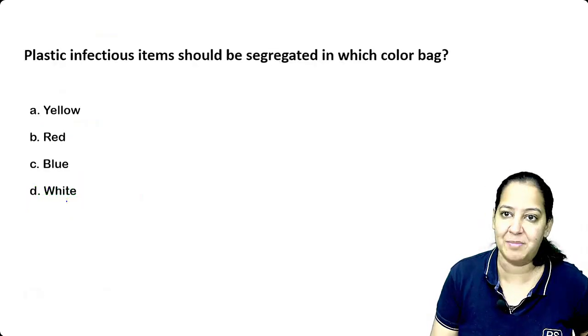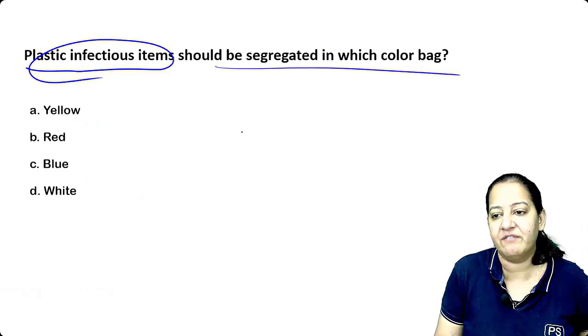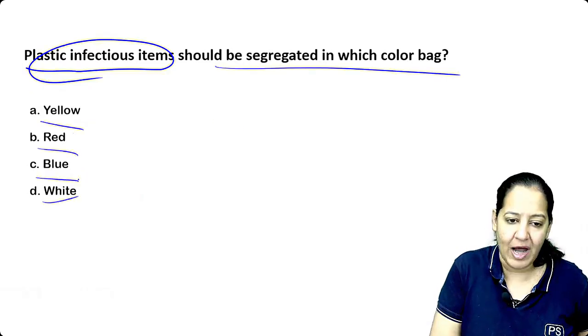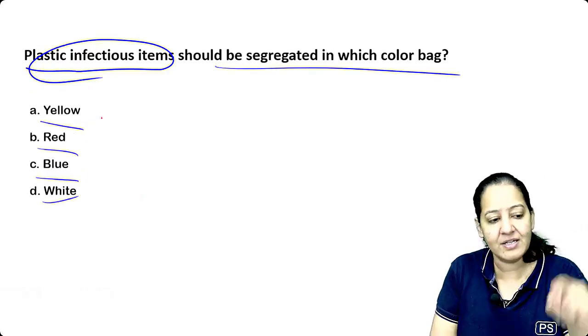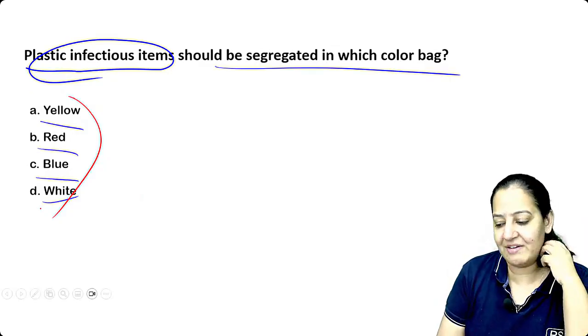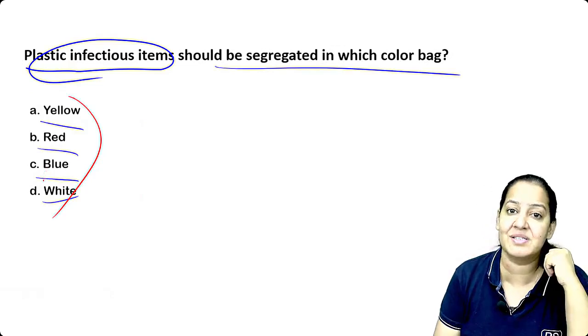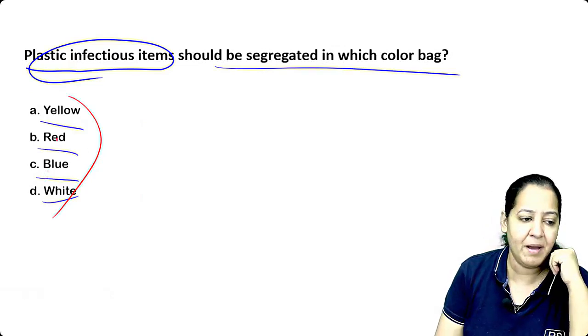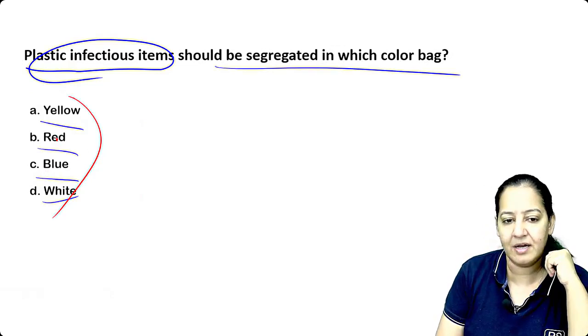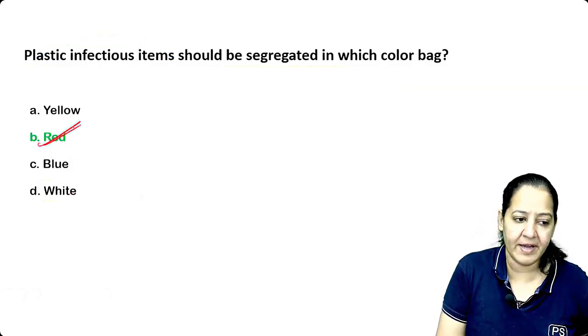Now, plastic infectious items should be segregated in which color bag? Yellow, red, blue, or white? Plastic, where does it go? The tubings, the catheter, the IV set, the syringes, the gloves. Complete plastic goes in which bag? Yes, red. You all are right. The correct answer is red.